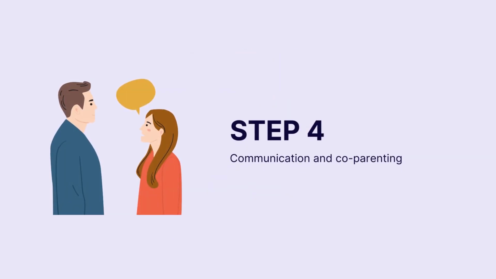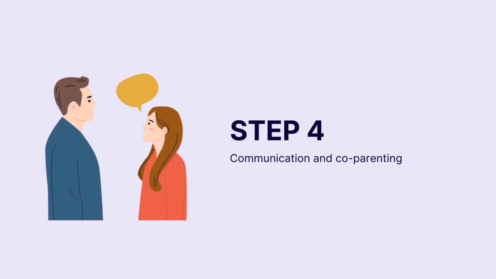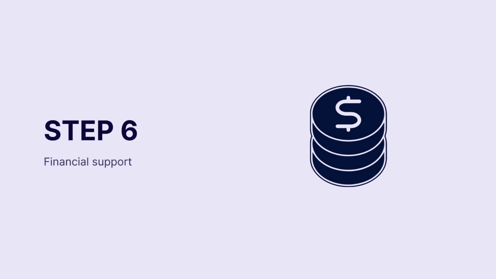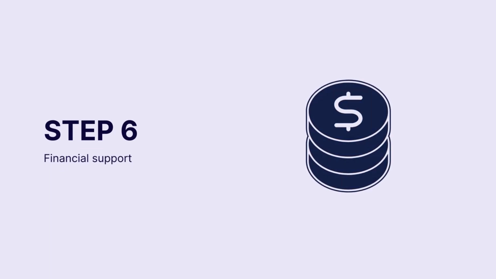Outline effective communication methods between parents to foster cooperation and reduce conflicts. Stress the importance of maintaining a child-centric approach. Identify the child's primary health provider and establish access to medical records for both parents. If applicable, facilitate an agreement on child support arrangements to ensure financial stability for the child's well-being.